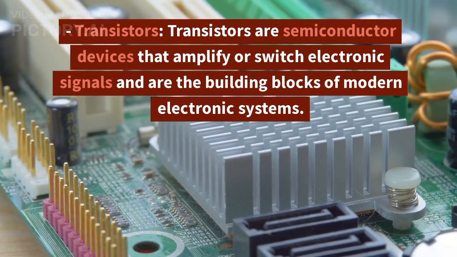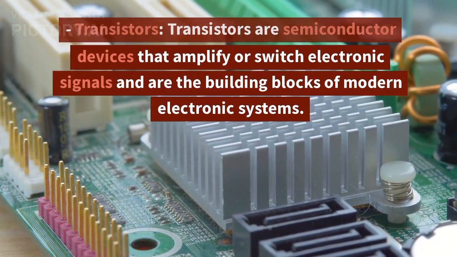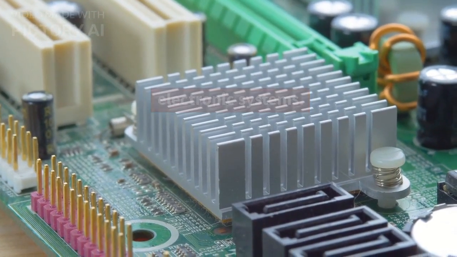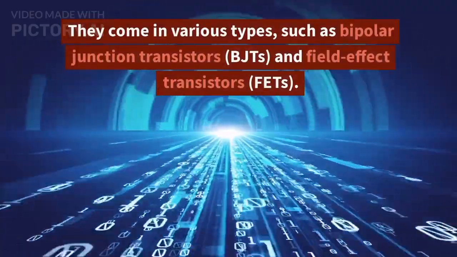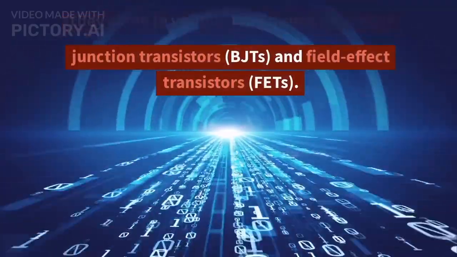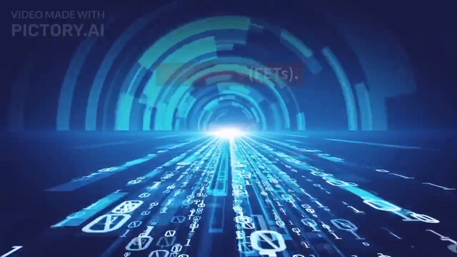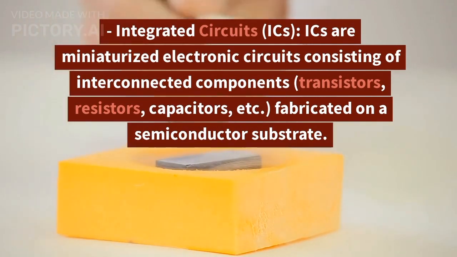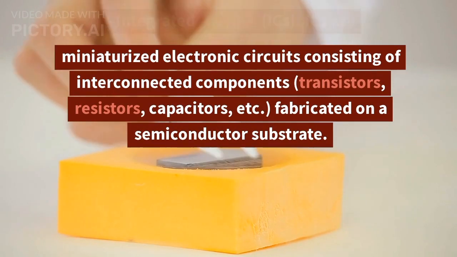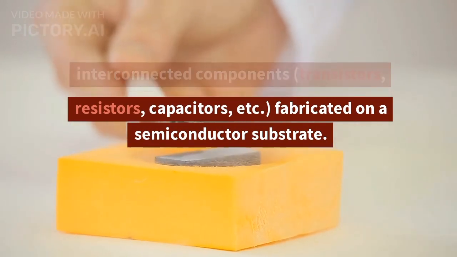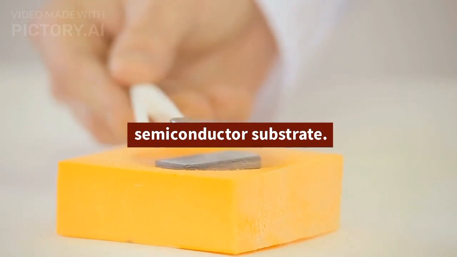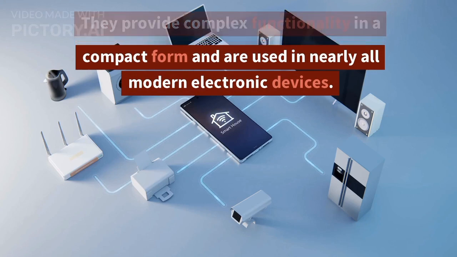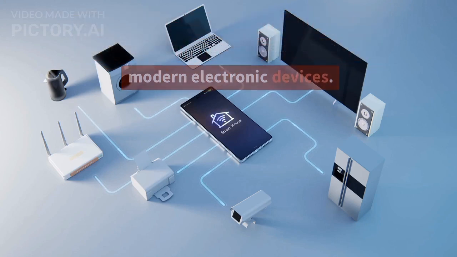Transistors. Transistors are semiconductor devices that amplify or switch electronic signals and are the building blocks of modern electronic systems. They come in various types such as bipolar junction transistors and field effect transistors. Integrated circuits, ICs. Integrated circuits are miniaturized electronic circuits consisting of interconnected components, transistors, resistors, capacitors, etc., fabricated on a semiconductor substrate. They provide complex functionality in a compact form and are used in nearly all modern electronic devices.